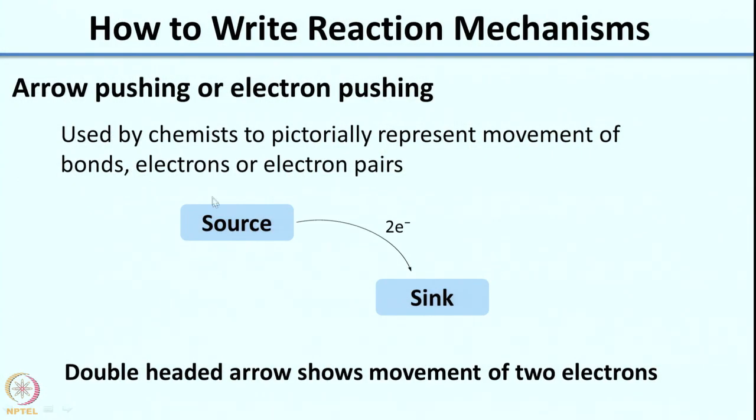I already told you while you were writing resonance structures that you push arrows for electrons and the direction is usually from the source to the sink, and for two electrons you use a double headed arrow. Now what are typical sources and sinks that you see when you write reaction mechanisms? Whenever you have a polar reaction, typically you will have either charged intermediates or intermediates where you would see a dispersion of charge, but there would be a polarity associated with the reaction. So let us look at some electron sources.